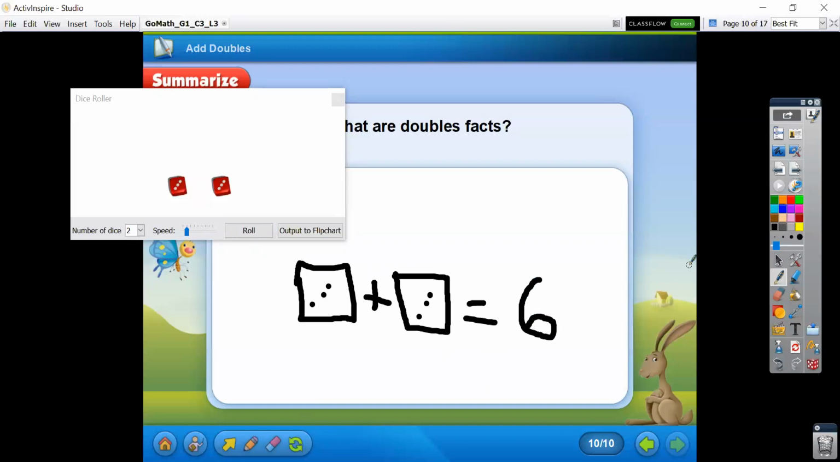So there you have it, boys and girls. You can use 1 dice, you can use 2 dice. Go ahead and practice those doubles facts.